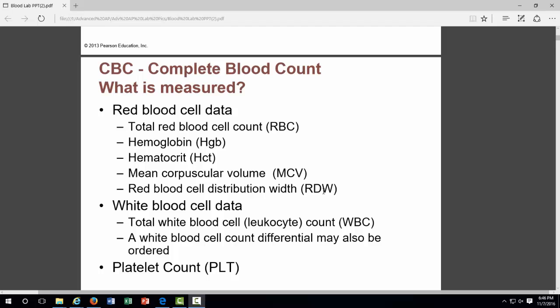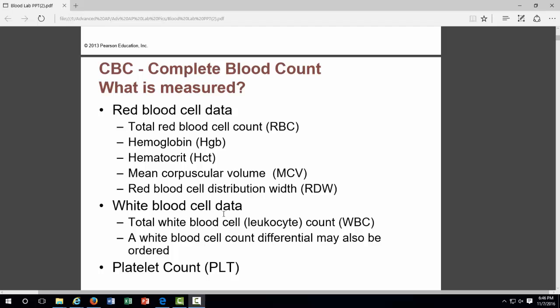MCV and RDW are other things we measure. We're not going to talk about those in our lab. If you were taking a hematology course, you would go into that in more detail, but we're just going to hold you accountable for the hemoglobin and hematocrit. So that's going to tell us about red blood cell production and function.